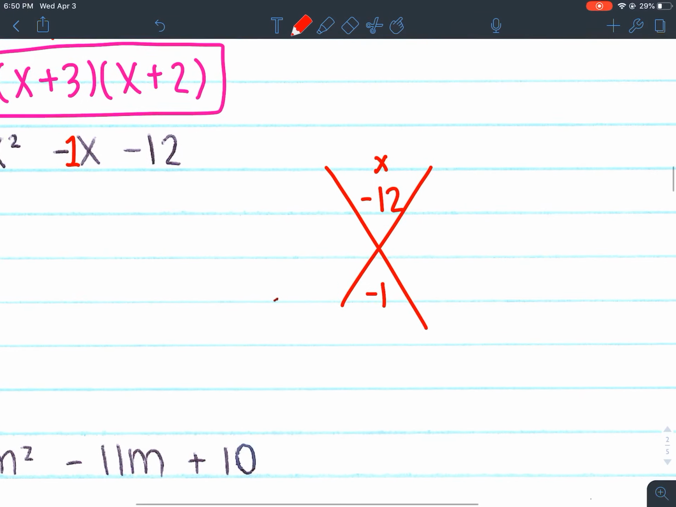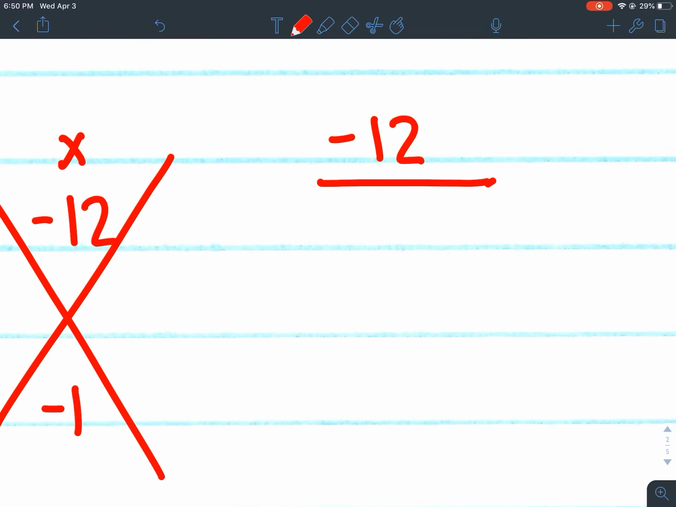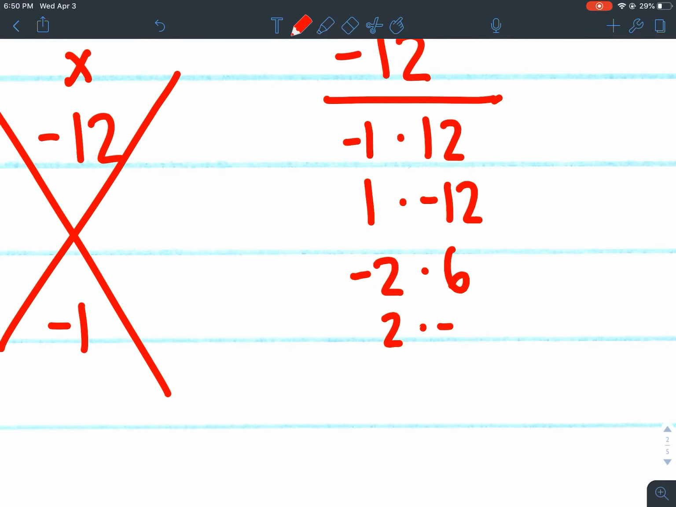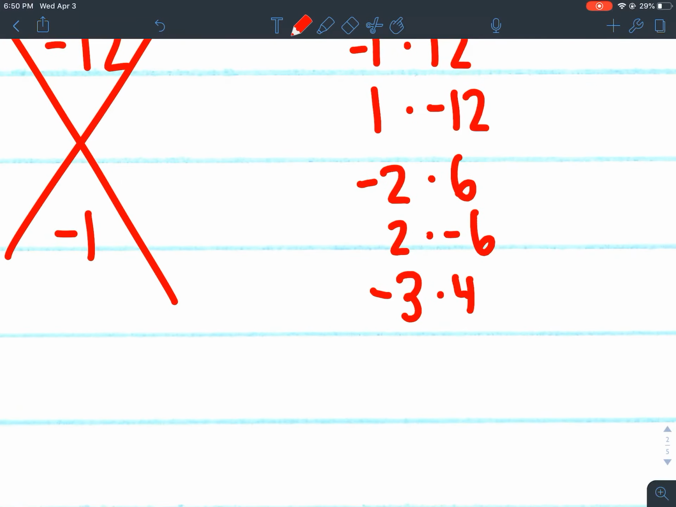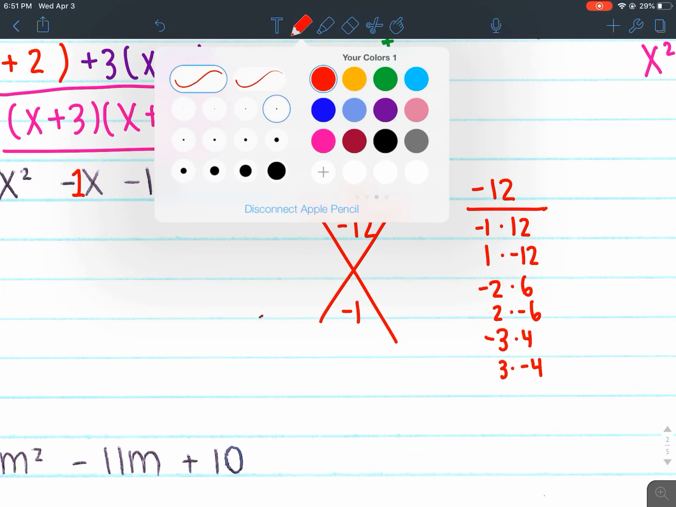Okay? So we want it to multiply to negative 12. So let's list our factors for negative 12. What could possibly give us a negative 12? Well, I could have negative 1 times 12, 1 times negative 12, negative 2 times 6, 2 times negative 6, negative 3 times 4, and then 3 times negative 4. Okay? So these are all the factors that multiply and make negative 12. Remember, you do have to consider negatives in this case because sometimes that helps us get our factors here.